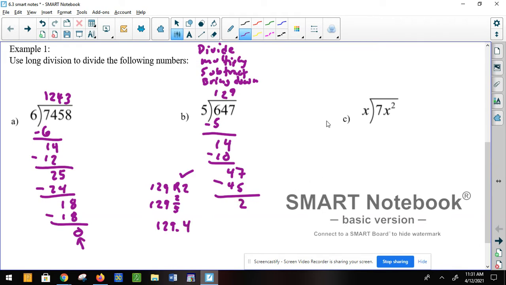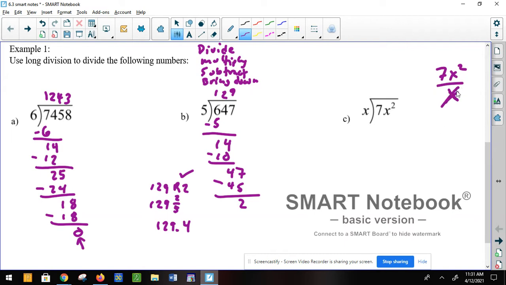Okay. This is a first look at example C. Here's a first look at dividing polynomials. 7x squared divided by x. How many times does x go into 7x squared? That might be a little harder to think about than 5 into 6, right, being 1. So write it out, 7x squared divided by x.